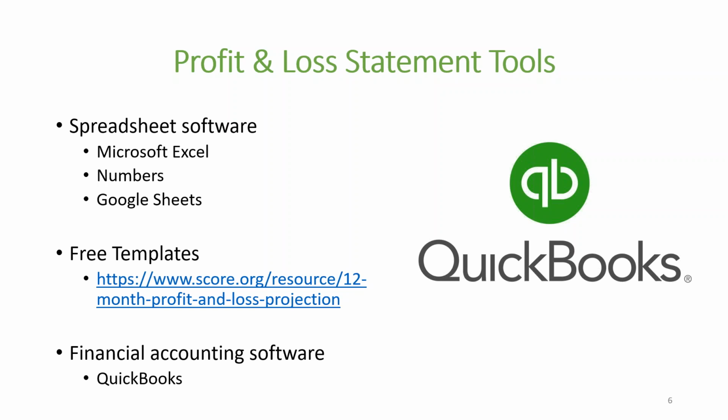And lastly, financial accounting software like QuickBooks will automatically run a profit and loss statement report for you based on the financial information that you put in. This is what I recommend that all farmers start to move toward, is using an accounting software like QuickBooks. It's very powerful and helps speed up the accounting and tax process at the end of the year.